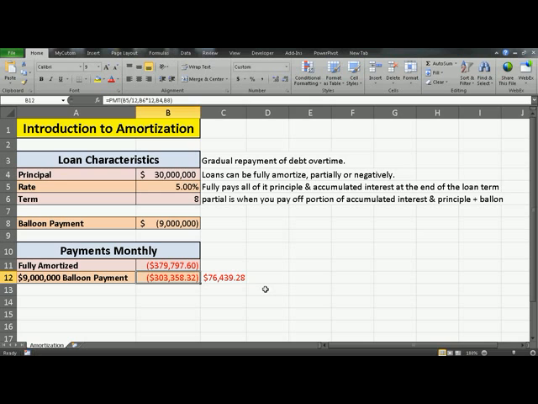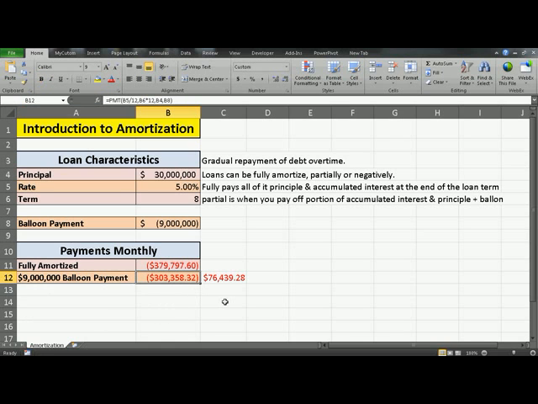Now, the question is, why would you pick a fully amortized loan? And why not pick a partially amortized loan when it's cheaper? Well, the answer is, if you have a fully amortized loan, you have a fixed payment over the period of time. You make your payments, and then you have no further liabilities. Whereas, in terms of a partially amortized loan, you make your monthly payments, plus at the end of the period, you have to pay an extra $9 million to settle the contract.